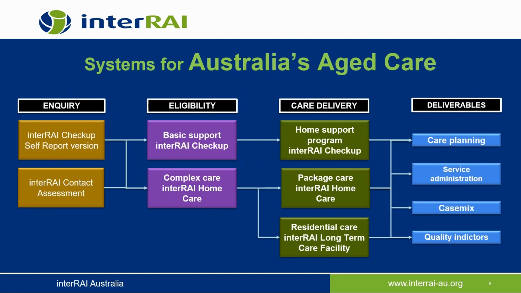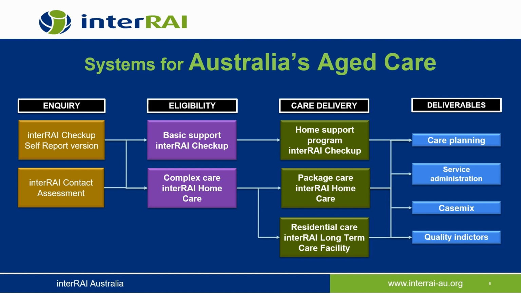Now, let's think about how interRAI systems might be applied across the whole program. The aged care program really can be segregated into 3 broad functions. One is inquiry. This is where individuals or families approach the aged care program and seek assessment on the way to securing some kind of care.